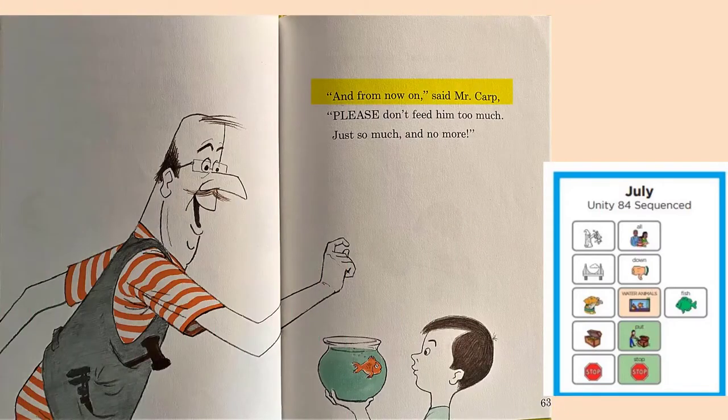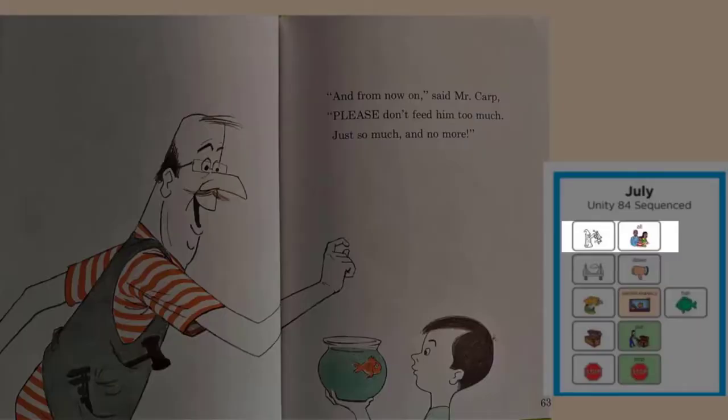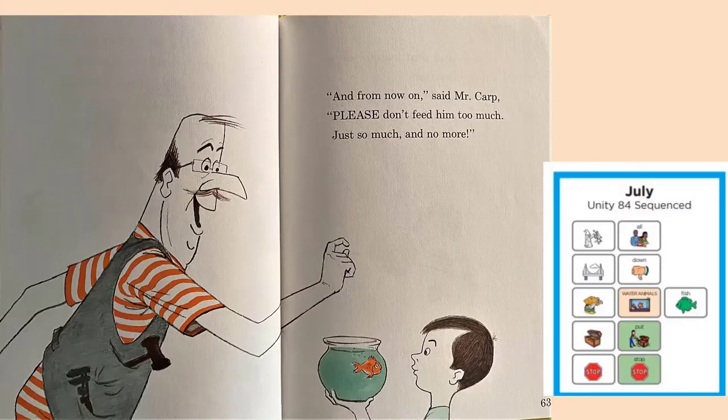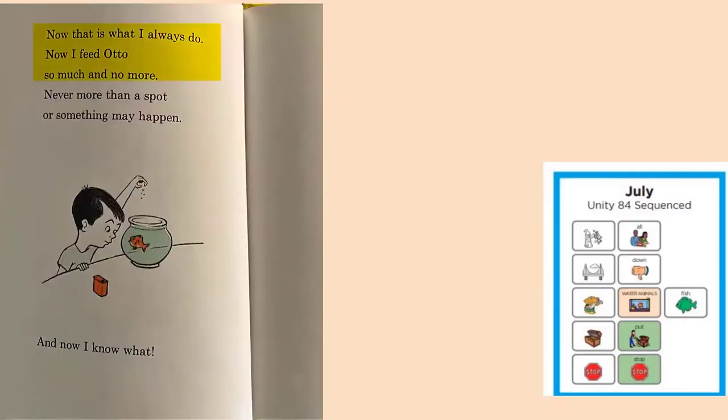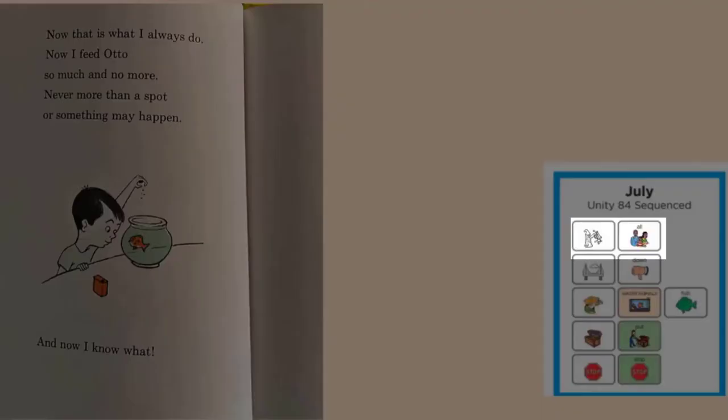"And from now on," said Mr. Carp, "please don't feed him too much. Just so much and no more." So Mr. Carp is saying, don't feed the fish all the food. Now that is what I always do. Now I feed Otto so much and no more, never more than a spot, or something may happen. And now I know what. Yes, he knows if he feeds his fish all the food, that fish will get too big, and he may never stop growing.